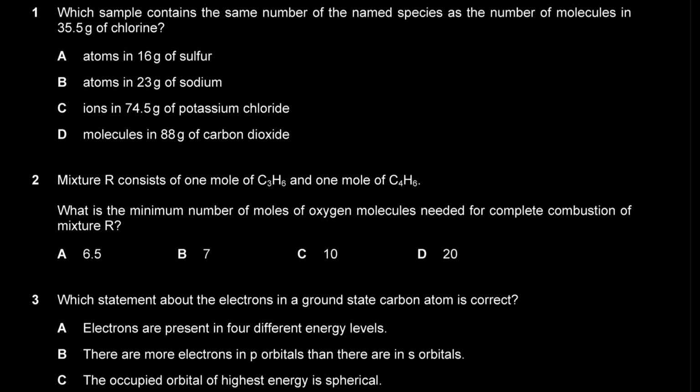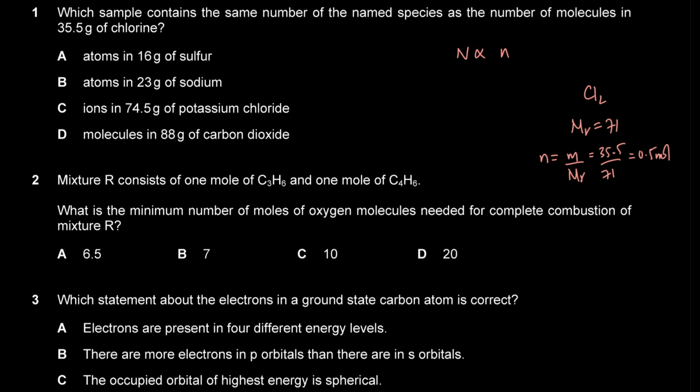35.5 grams of chlorine? Now we know that the number of molecules is just proportional to the number of moles, right? What we can do here is we can first figure out the number of moles of chlorine molecules that we have in 35.5 grams of chlorine. Now chlorine, the molecule, has an Mr of 71, because each chlorine atom is 35.5, so that means the number of moles is 35.5 divided by 71, right? That's just the mass divided by the Mr. 35.5 divided by 71, which is 0.5 moles. Okay, so we have 0.5 moles of chlorine molecules.